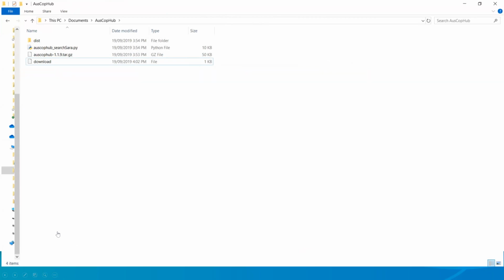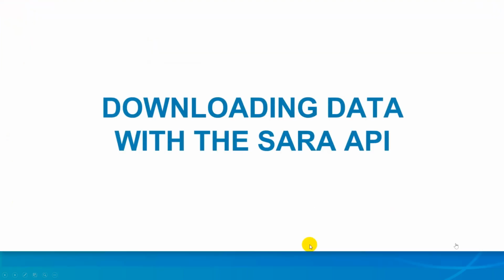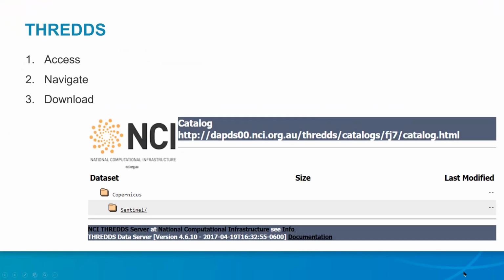Thanks, Caitlin. So now we're going to have a quick look at, if we can skip past that slide. Okay, the THREDDS server: downloading data from the THREDDS server. So in overview, simply access the server, navigate the folder structure and click to download your data.